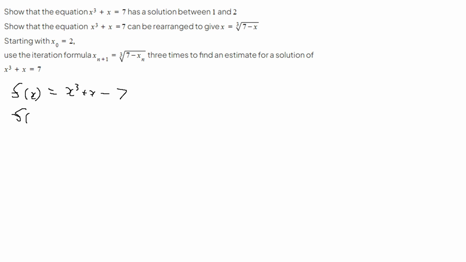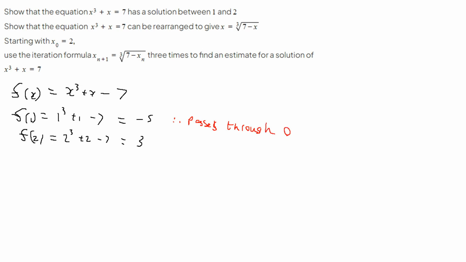Then f of 1 is going to be equal to 1 cubed plus 1 minus 7, which is equal to minus 5. And f of 2 is going to be equal to 2 cubed plus 2 minus 7, which is equal to 3. And then because it passes through 0, as this is a negative and this is a positive, therefore there is a solution between 1 and 2.